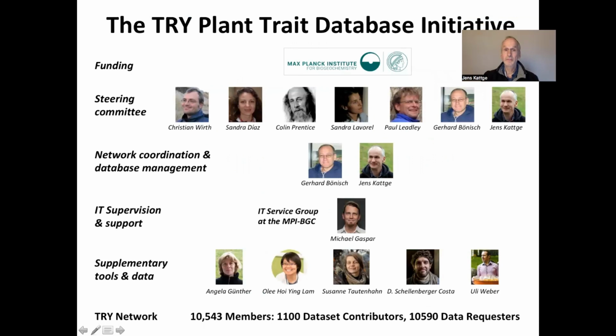The Plant Trait Database Initiative has a steering committee that hasn't changed since the beginning and receives funding from the Max Planck Institute since 2007. The network coordination and database management is done by Gerhard Bönisch and myself, and we receive a lot of service from the IT service group of the Max Planck Institute. We have different researchers helping us from time to time to develop tools and data sets. And last but not least, the TRY network of TRY members. At the moment, we have about 1,100 contributors of data sets and about 10,000 people who have requested data.